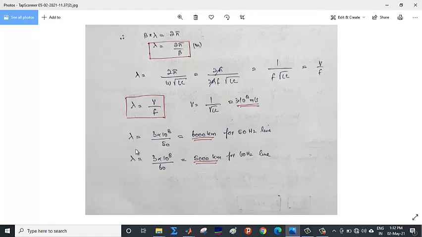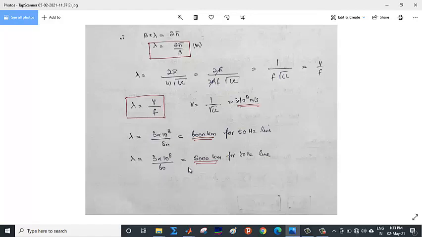Now, lambda will be equal to 3 into 10 to the power 8 divided by 50, when the system is running at 50 Hertz. It is 6000 kilometers for a 50 hertz line. For 60 hertz, lambda will be equal to 3 into 10 to the power 8 divided by 60, which is 5000 kilometers for a 60 hertz line. That means the angle will change from sending end to receiving end. It will change its direction when the length of the line is 6000 kilometers for a 50 hertz line and 5000 kilometers for a 60 hertz line.